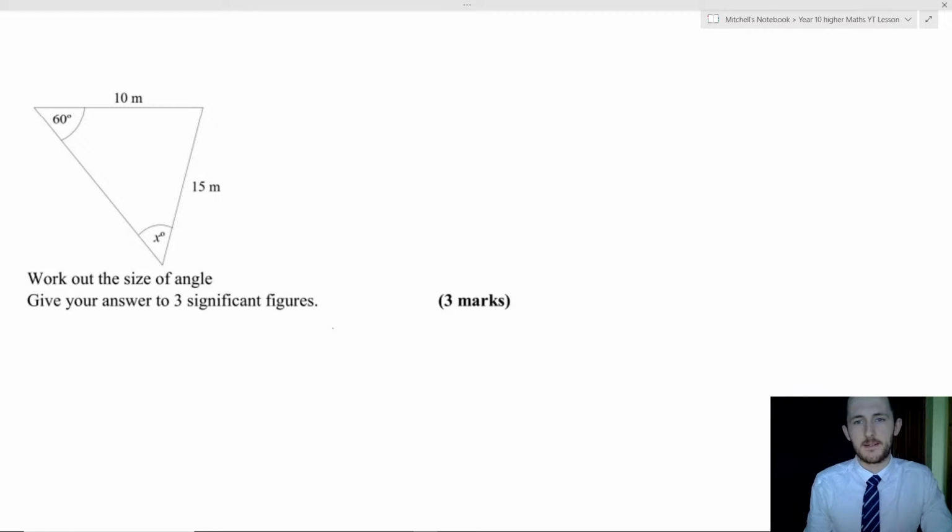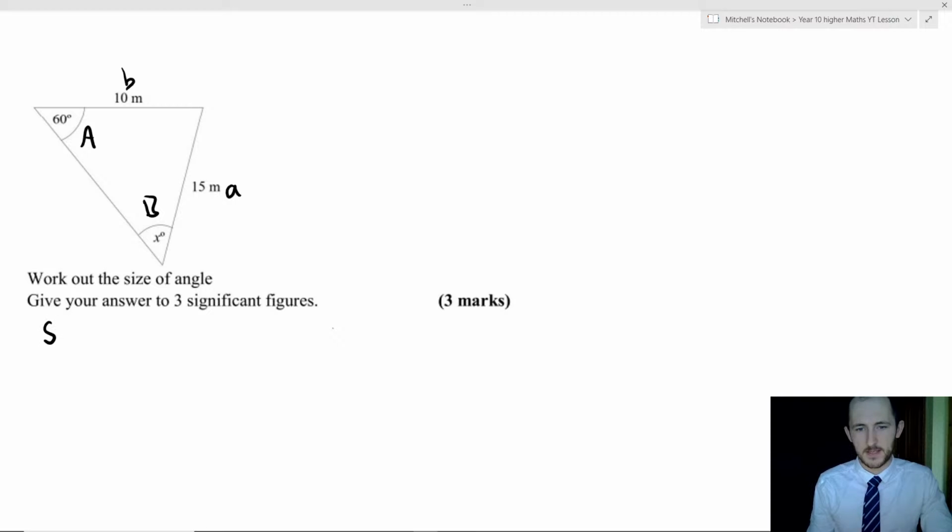Cool. So once again, label up the side. This is the one we have, so I'm going to call it A. This is the side we have, so I'm going to call it lowercase a. The angle we want, let's call capital B. So we want, let's call lowercase b. Nice and easy, right? Work out the size of the angle.